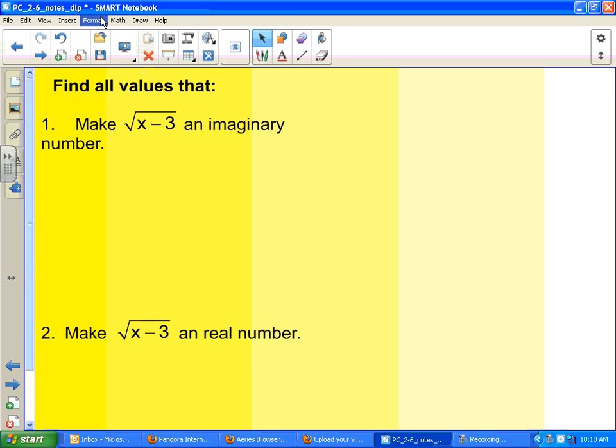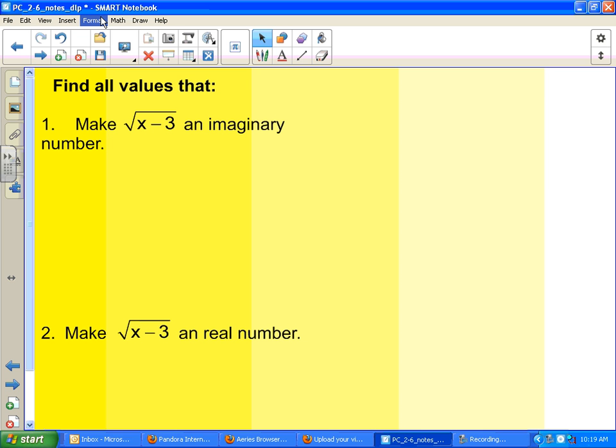Make the square root of x minus 3 an imaginary number. We want to find the values that make that happen. So, let's put our thinking heads together. If I want an imaginary number out of this answer, what must be under the square root to create an imaginary number? Negatives. I want a negative underneath this to make imaginary numbers.